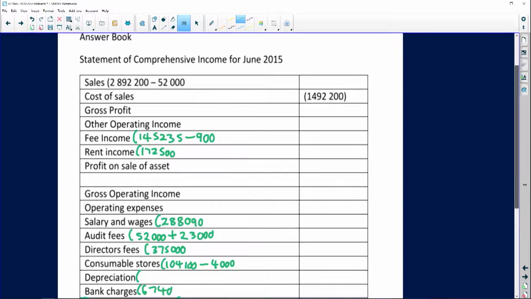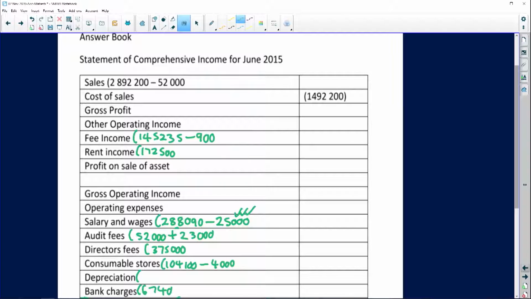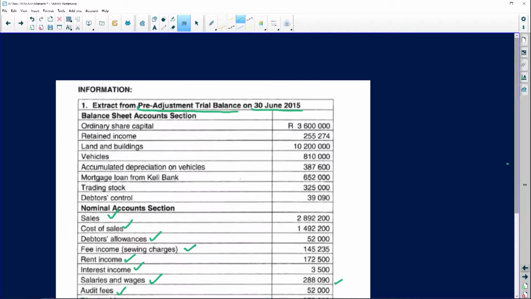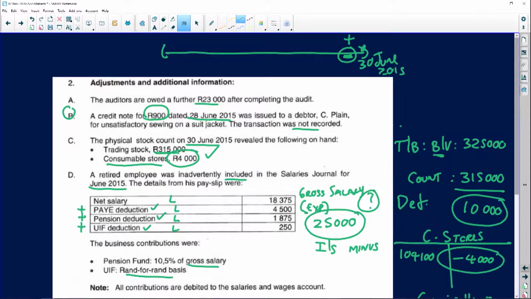By mistake, we included the amount in the 288,090. So we now need to exclude, minus, the 25,000. Please guys, remember it's 25,000, the gross salary. Okay, if we read on, we're not done with the adjustment. So if we go back to the adjustment, there we go. So we've recorded the 25,000.